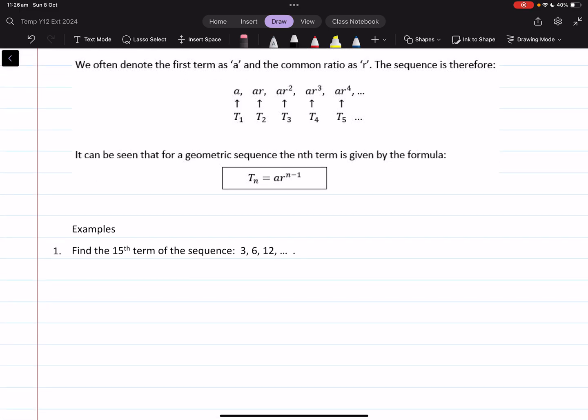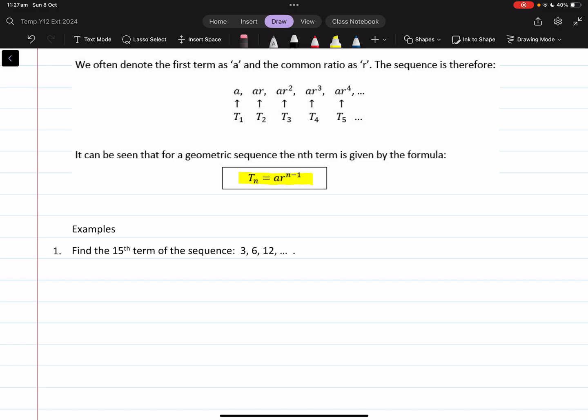And so if we have a look at the way that this sequence is set up here, the first term is A. The second term, we multiply it by R, so we get AR. To get the third term, we multiply it again by that common ratio, so we get AR squared. Multiply again by R, and we get AR cubed for the fourth term, and so on. And so you can see that generally the nth term of that particular sequence is given by this formula. And again, this is one that I would highly recommend that you commit to memory fairly quickly. Write it down each time so that you get used to it.